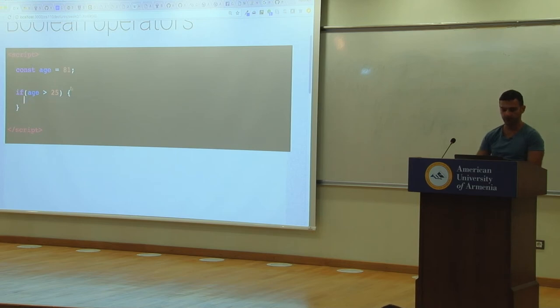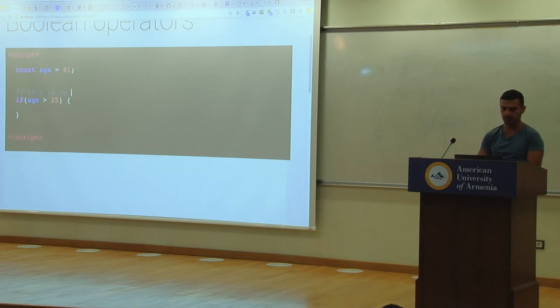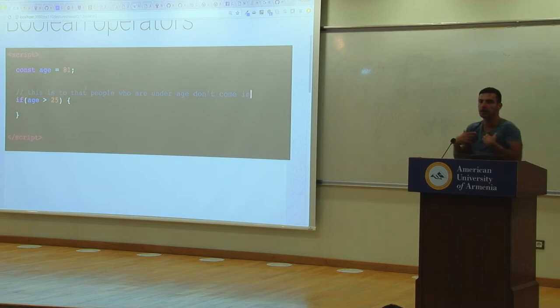So for example, up here I can write a comment: this is so that people who are underage don't come in. And then the actual code. So this is just human readable. It's for us as programmers to read. This doesn't run. This does not execute. The processor does not know about this. This is just a comment for us to understand what's happening.